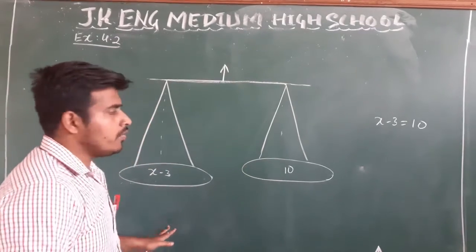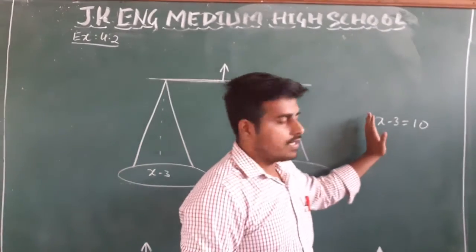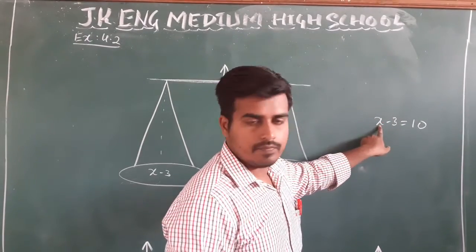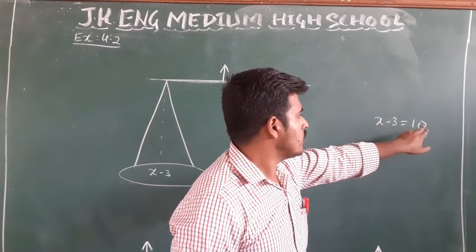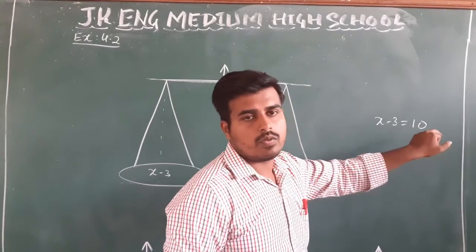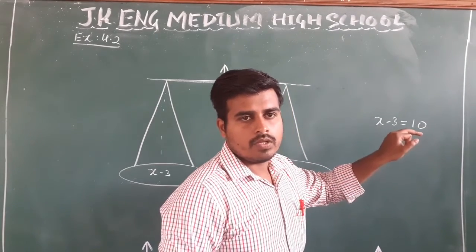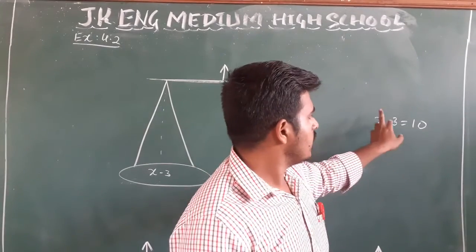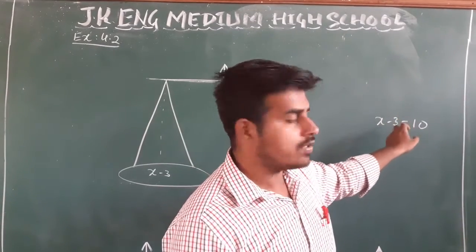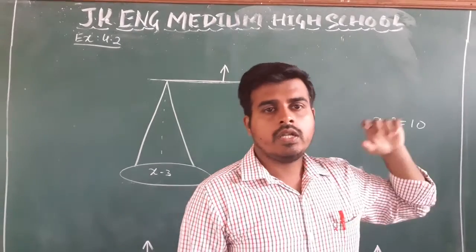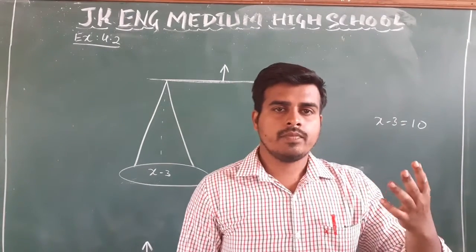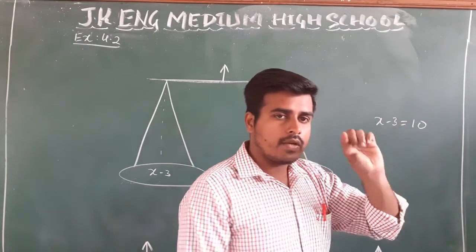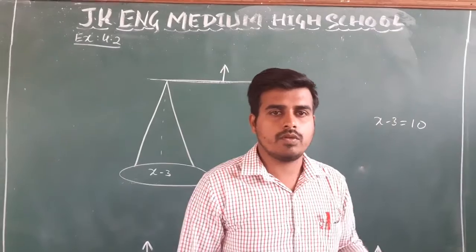Now, what do you mean by the solution of the equation? For what value of x the LHS value is going to be 10 is known as the solution of the equation. Each and every value will not satisfy the equation. For example, if you put x equal to 5, 5 minus 3 is equal to 2, and 2 is not equal to 10. For the value of x where LHS is equal to RHS, that value of x is known as the solution of the equation.